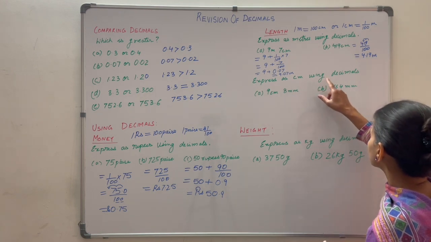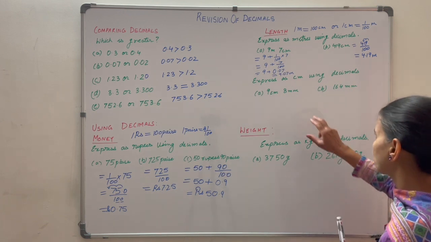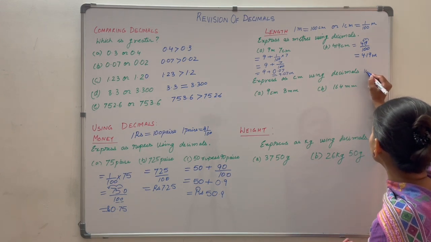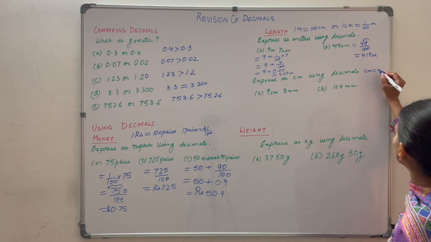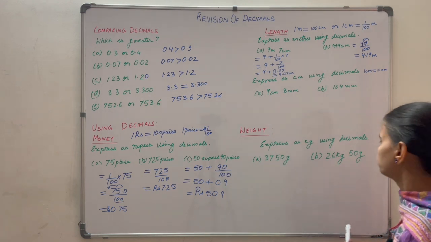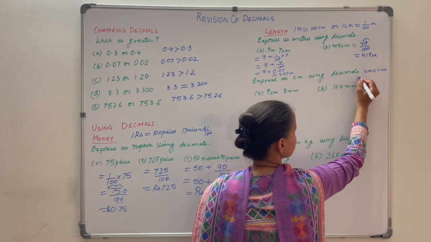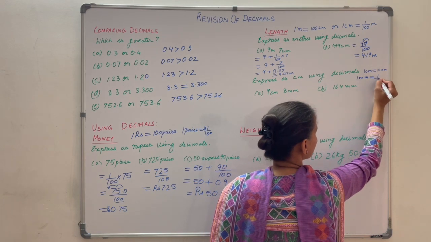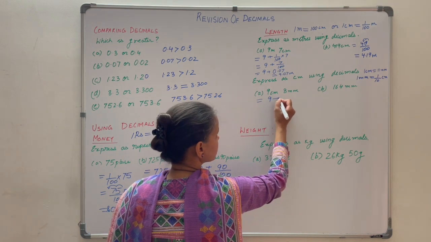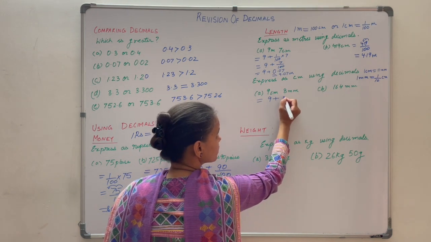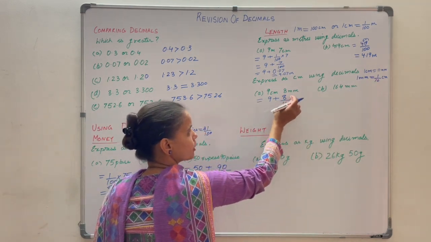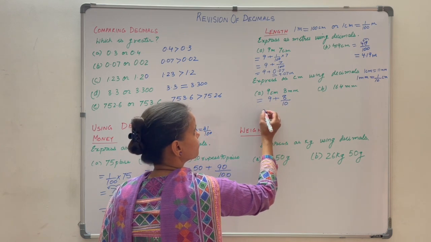Express as centimeters using decimals. So now you have to write down everything in centimeters. And you know that 1 centimeter is equal to 10 millimeter, or 1 millimeter is equals to 1 upon 10 centimeters. So here it is 9 centimeters. This has to be converted into centimeters. So you need to divide by 10 because 1 millimeter is 1 upon 10. So 8 millimeter means 1 upon 10 into 8, that is 8 by 10.